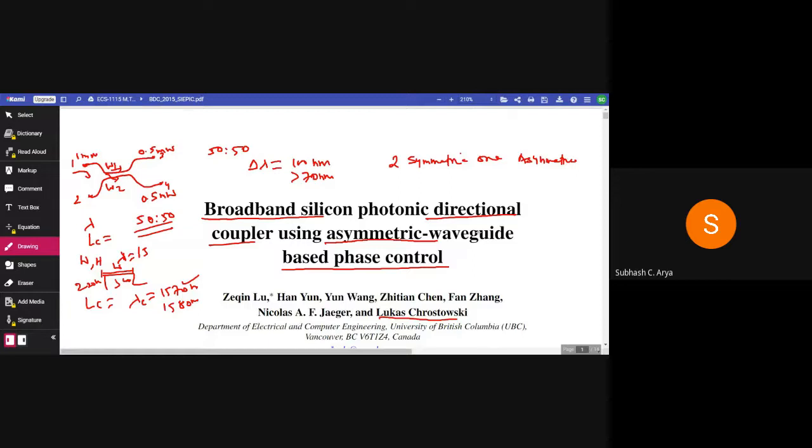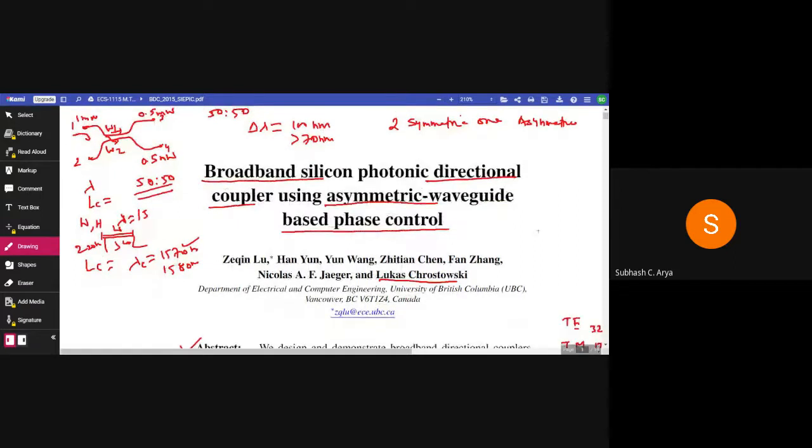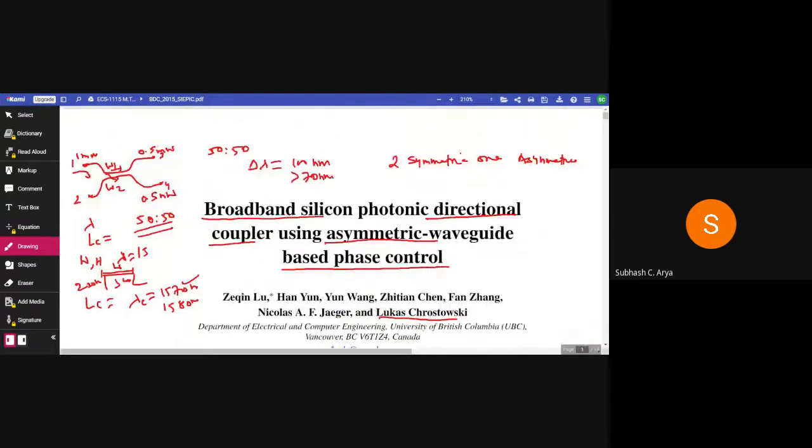Hello, welcome back to part 3 of this reading session of Broadband Silicon Photonic Directional Coupler using asymmetric waveguide phase control. So last time we have seen what is the working principle or philosophy behind achieving this broadband directional coupler, that too particularly for 50-50.